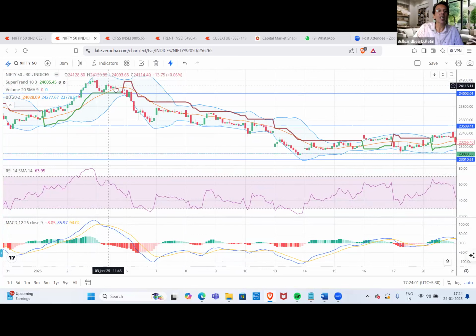So you can see here on the 2:45, the Supertrend and the Bollinger Band indicator is showing there is already a sign of weakness here.